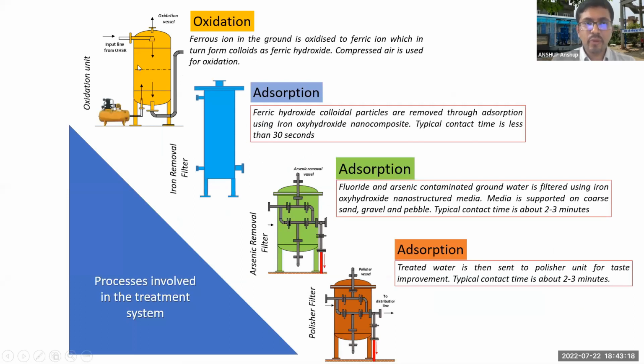This is how the treatment process looks for a scheme in an arsenic affected area. Oxidation is done to convert dissolved iron to colloidal form. Then we have a nanoscale material which is very unique in its characteristics, because it removes iron through adsorption. The colloidal iron is removed through adsorption instead of filtration, which is how it was traditionally done. We remove iron through the adsorption process, followed by arsenic removal. And if any other residual contaminants are left, for example excess chlorine or any colloidal particles, they are removed through the polisher unit.